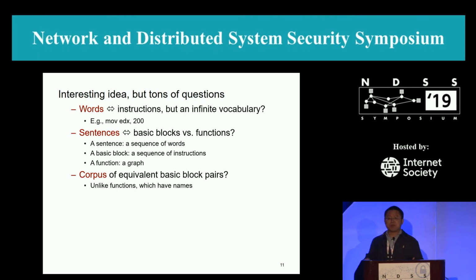Third, the corpus. That's a big challenge for us, because NLP researchers have a large number of existing corpora to reuse. However, we don't. We need to collect this corpus ourselves from zero.